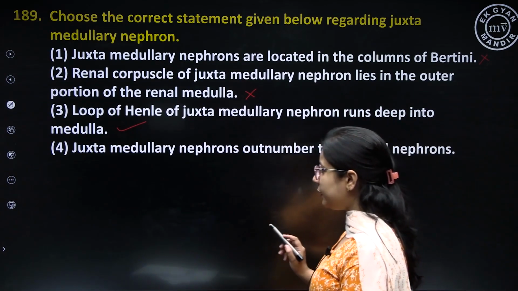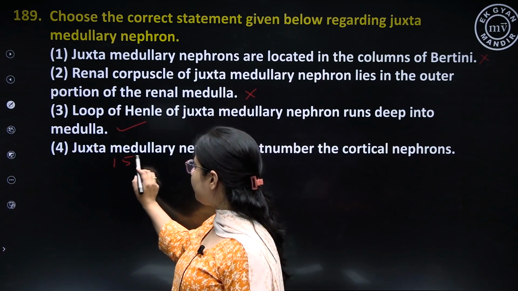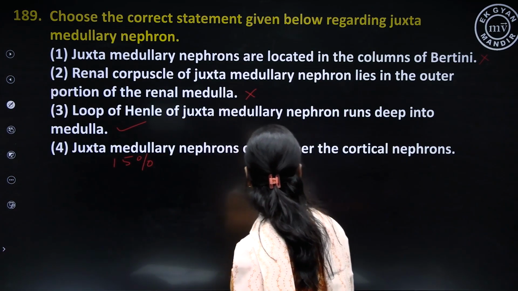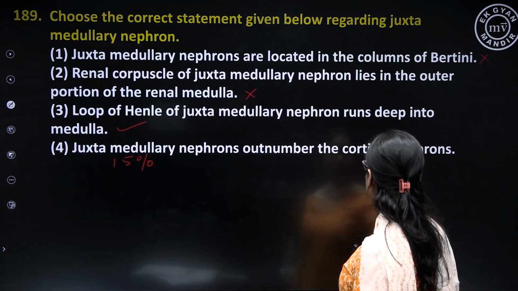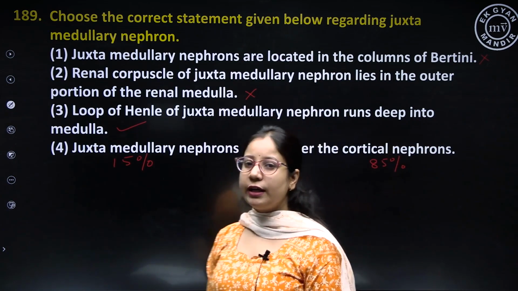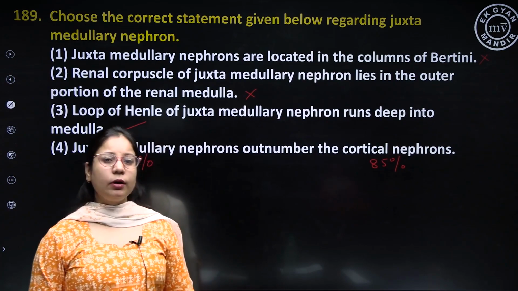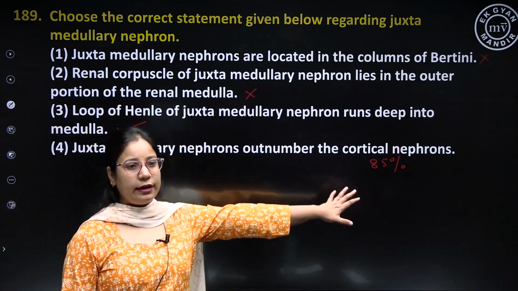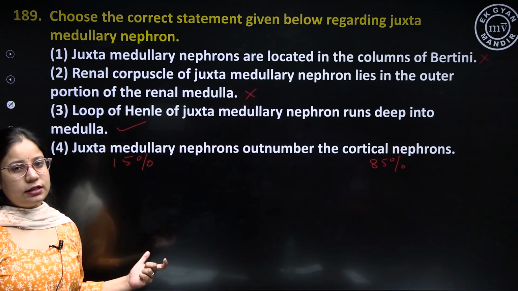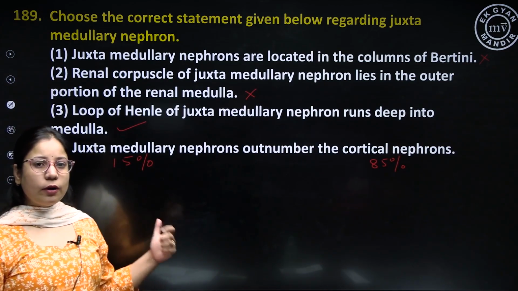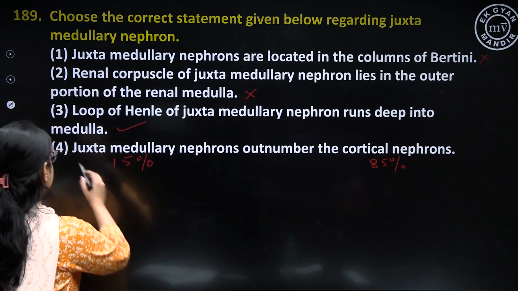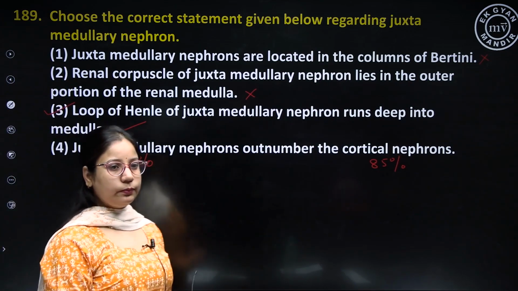And option number 4, juxtamedullary nephrons outnumber the cortical nephrons. This is a wrong statement. Juxtamedullary nephrons are only 15% and cortical nephrons are 85%. So we can say that the maximum number of nephrons in the kidney are cortical nephrons and very few are juxtamedullary nephrons. So the correct option for this statement is option number 3.